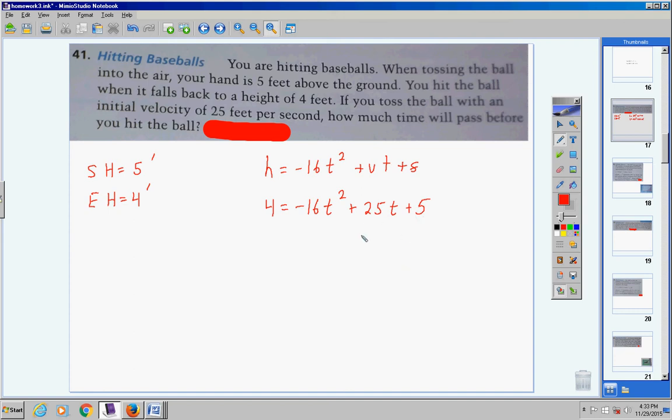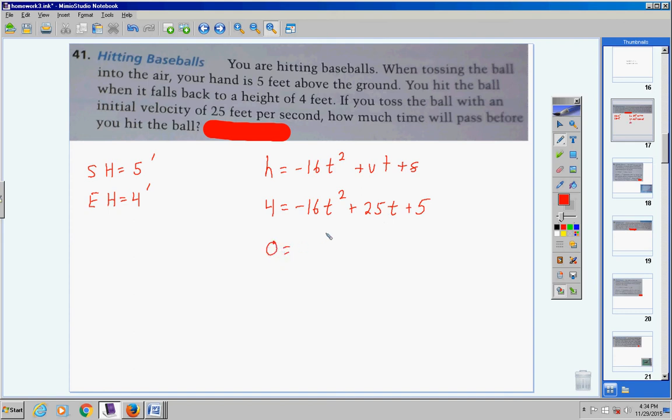Wow, look what we have, guys. It says, how much time will pass before you hit the ball? Well, guys, come on, think about it. You've got a quadratic equation. You've got a variable with an exponent of 2, and that's the highest exponent you have. Unfortunately, we have a t term or a b term, whatever you want to call it, so we're going to have to use the quadratic formula or completing the square. I'm going to go with the quadratic formula.